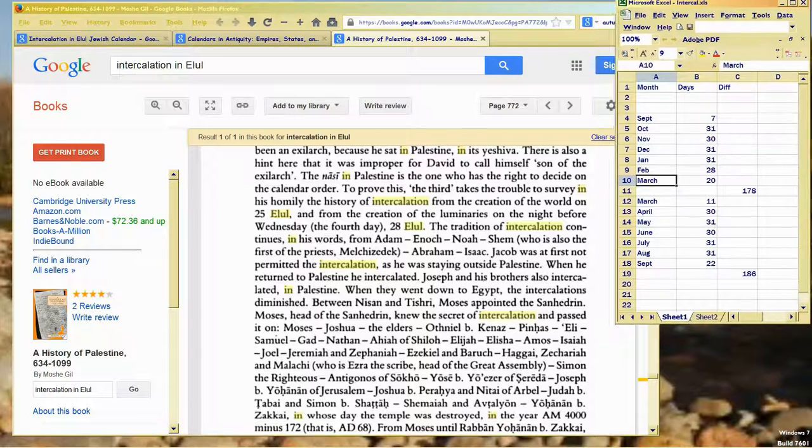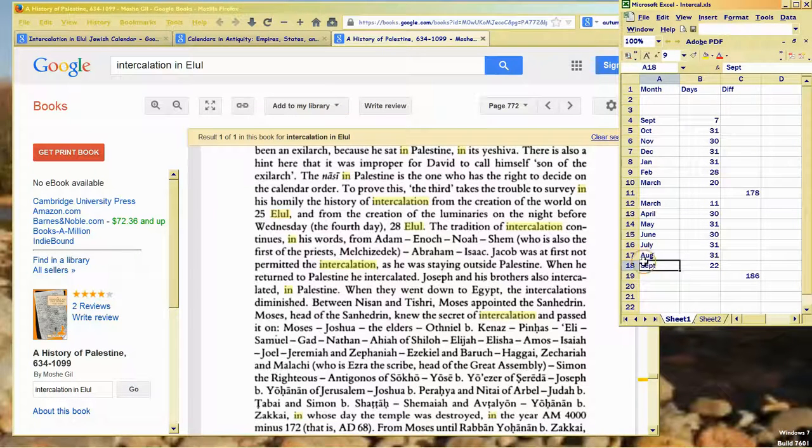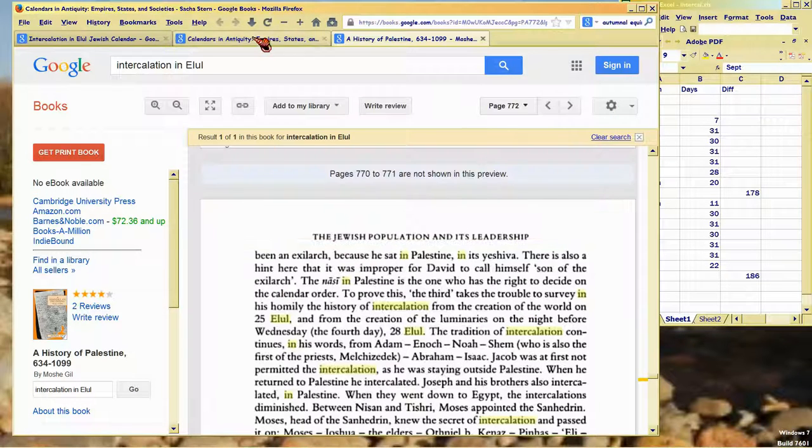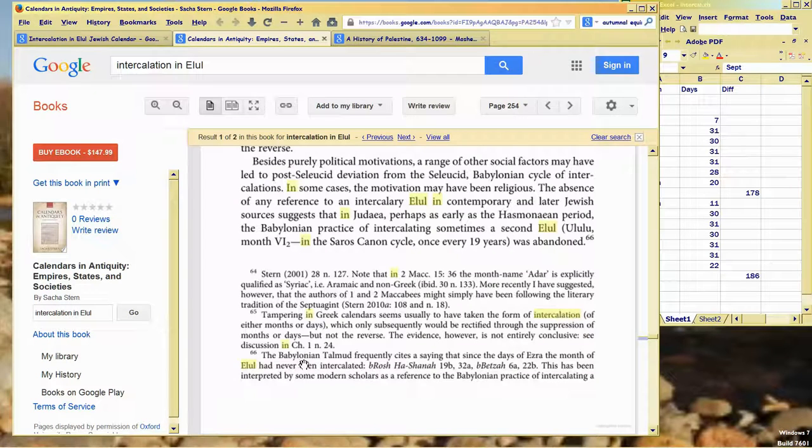Do the intercalation in Elul like you used to do. You want to follow tradition. Here's your tradition already. Over here, tradition, Babylonian Talmud. You want to believe in the Talmud because you're Jewish and you say that this is the heritage of the Jews? Okay, fine. This is the heritage of the Jews. Go back to doing it in Elul.